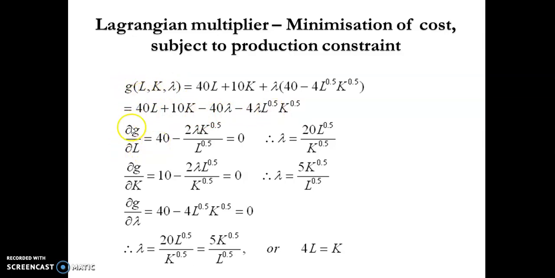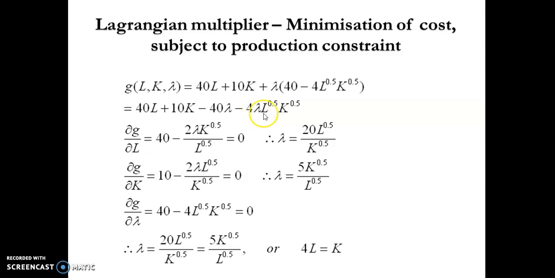So your partial derivative now with respect to labor, treating capital and lambda constant, I'm going to differentiate wherever I see L. So therefore, if I differentiate that, I'm just going to get 40. That I treat as a constant. But I have L in this term over here. So I'm going to have to say 0.5 times this coefficient over here, which is minus 4. It's going to give me minus 2.